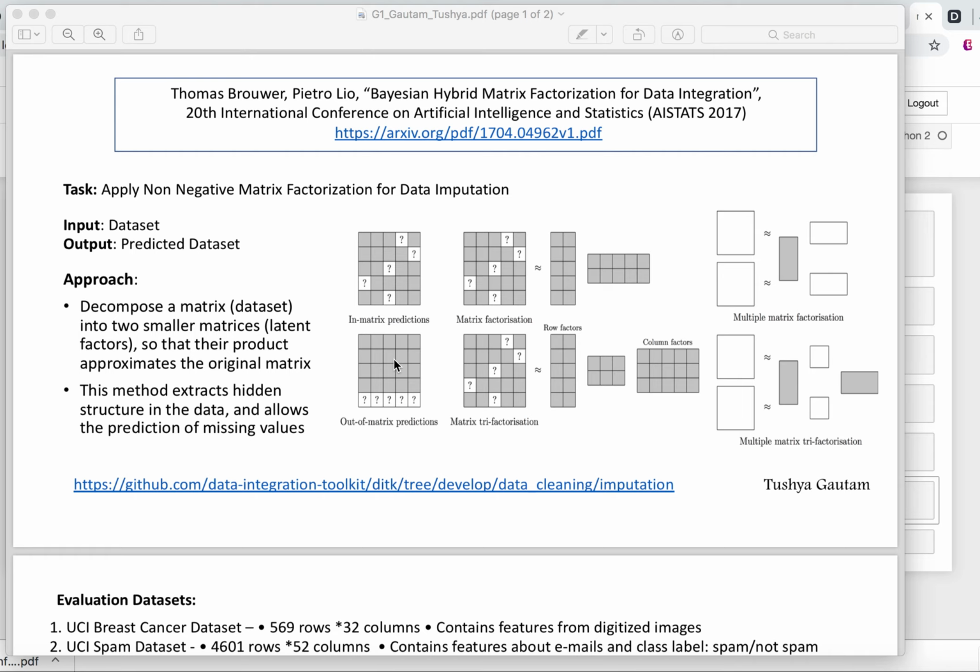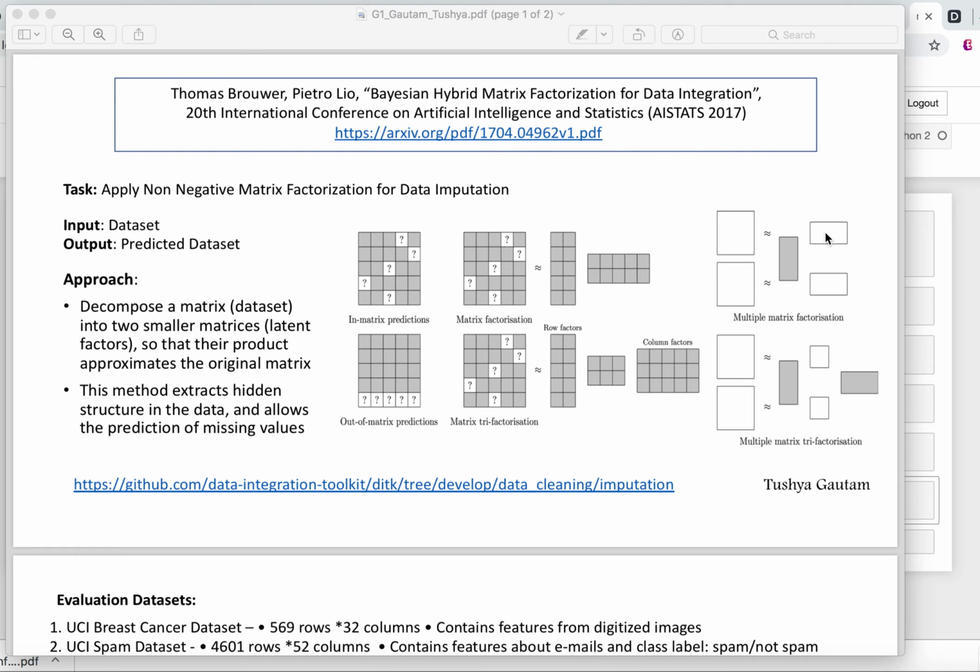Another extension is known as multiple matrix factorization. Here you have two different data sets, and if you can get a common latent matrix which is shared among both the data sets, and you multiply that with a separate latent matrix from one of the data sets, you get an integrated data set.